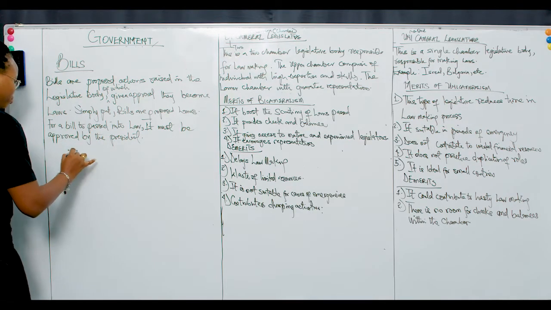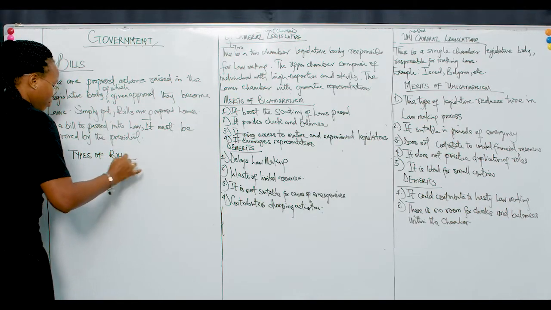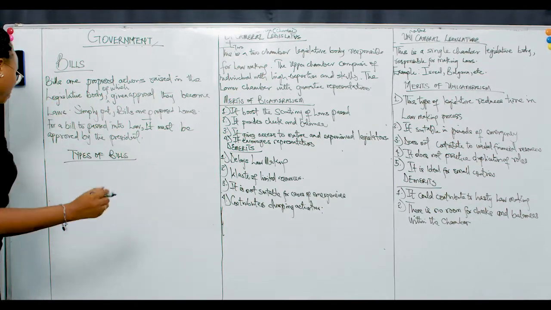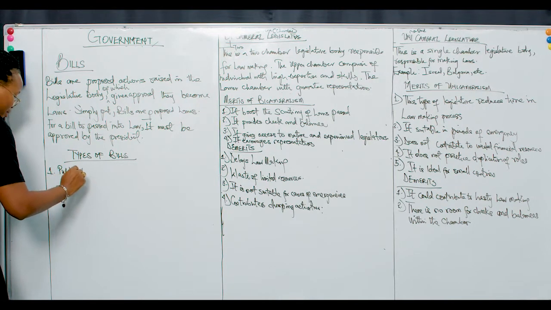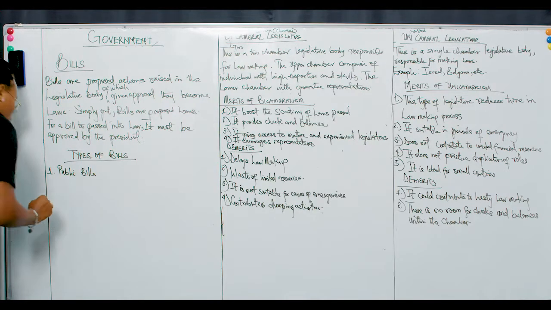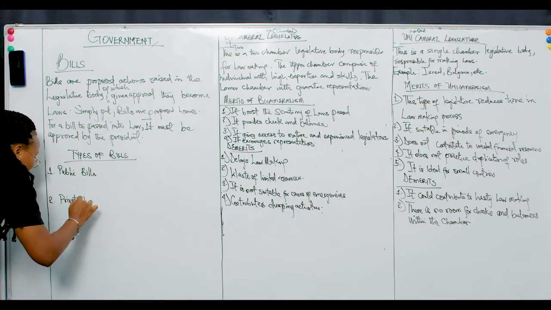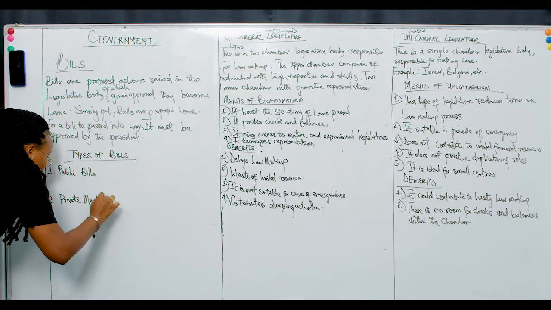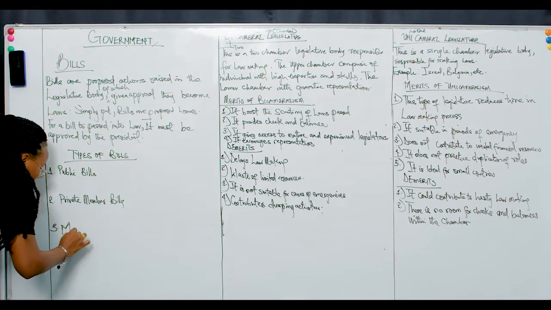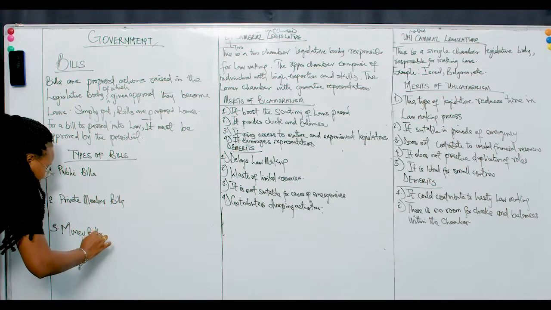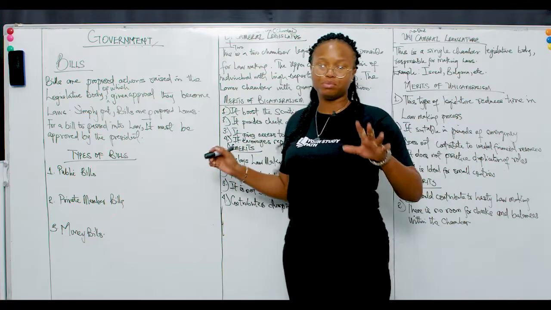Now, what are the types of bills that we have? Basically, there are three types of bills. One, we have public bills. Two, we have private member bills. And three, we have money bills. Now let's explain it. First off, we have the public bills.